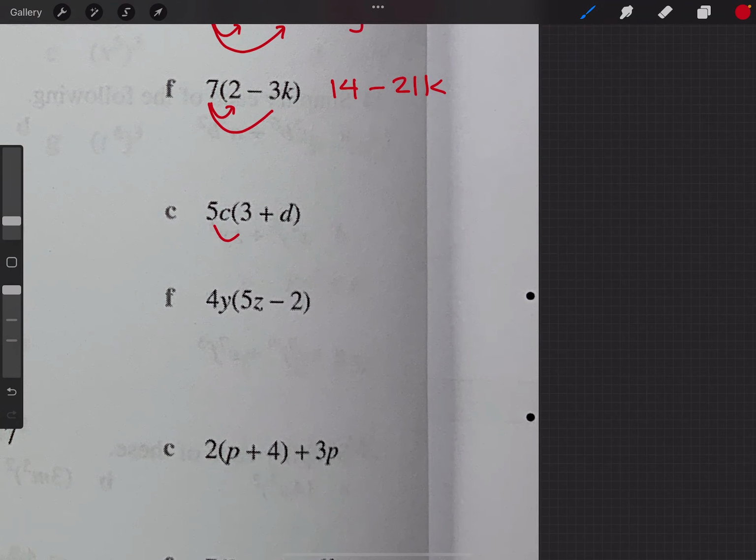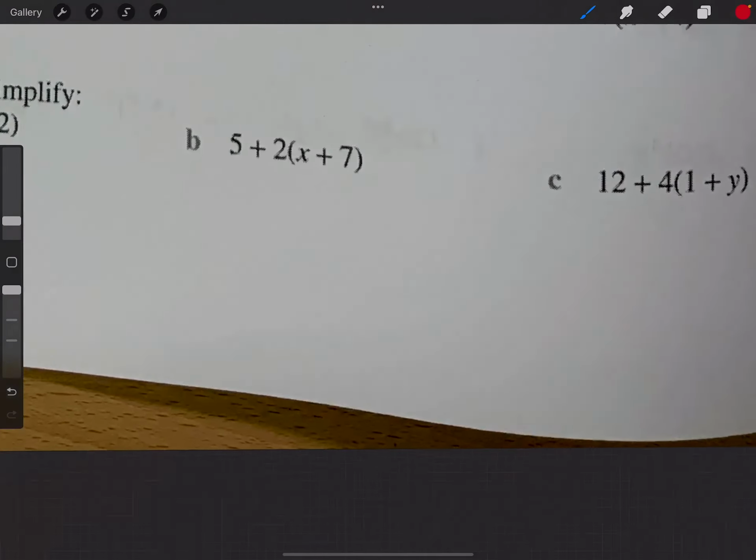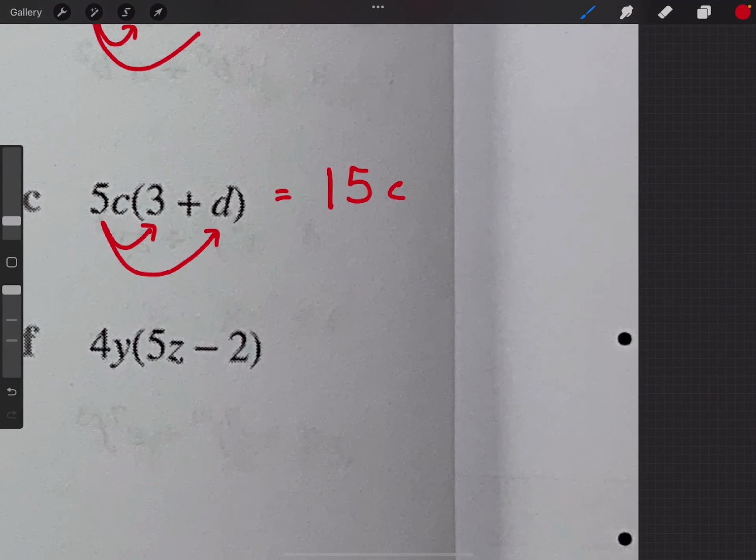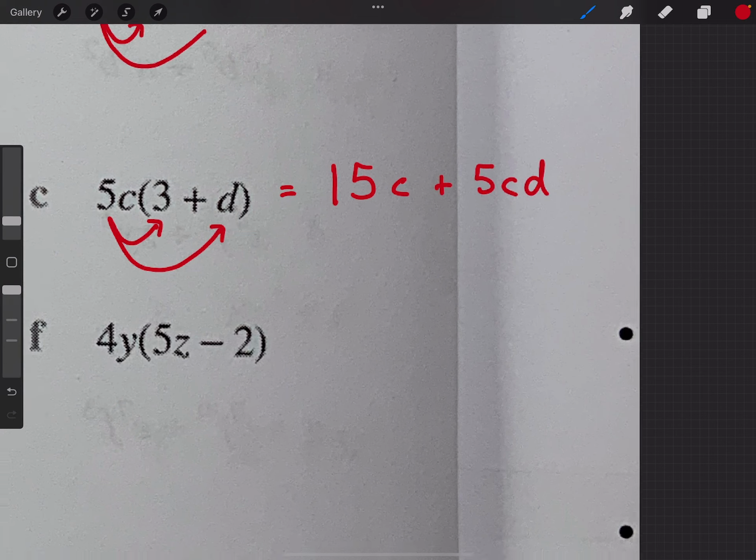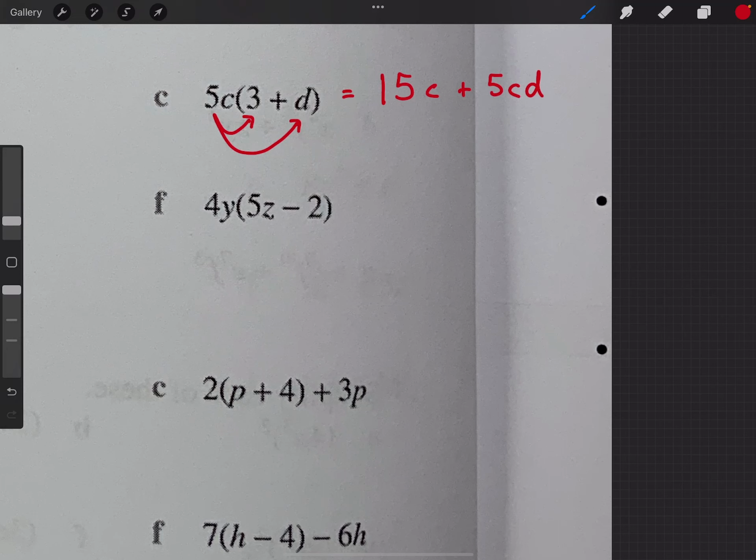Alright, next one. 5c times 3 is equal to 15c. And then 5c times d is positive 5cd. Question F. Multiply this into here. You're going to get 4y times 5z. So multiply the numbers together, 4 times 5 is 20. Y times z is just yz. And then 4 times minus 2 comes to minus 8y.